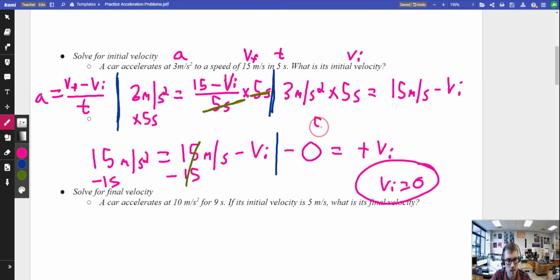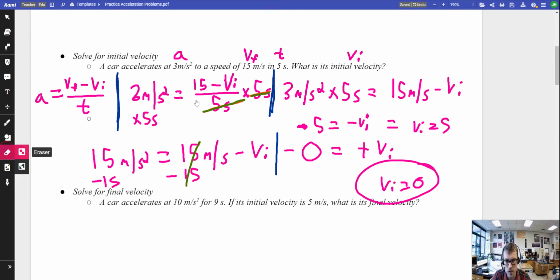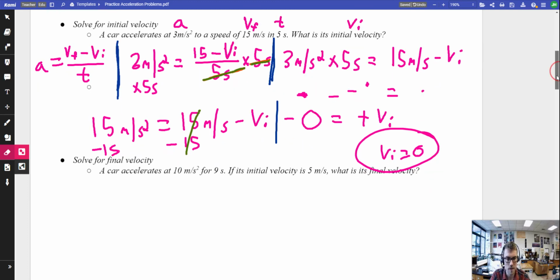Now let's say that this wasn't a 0. Let's say that this was 5. So it was 5 is equal to negative VI. Well, that would mean that it'll have to be a negative number over here. So this would be negative 5 is equal to negative VI. So what that really means is that VI is equal to 5. Okay. So just make sure that you're getting the signs right, because remember, directionality matters when we talk about velocity and when we're talking about acceleration.